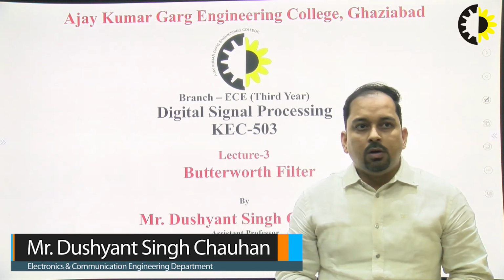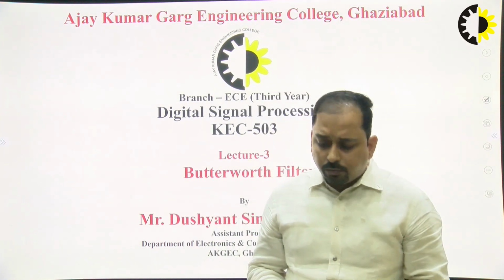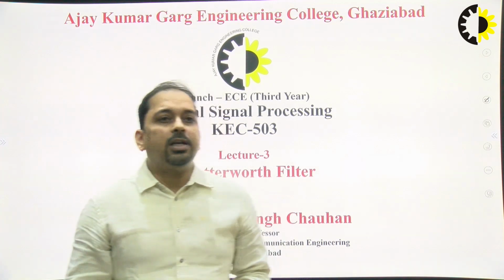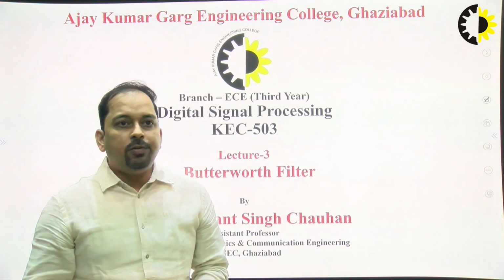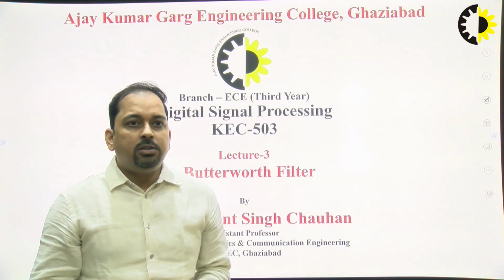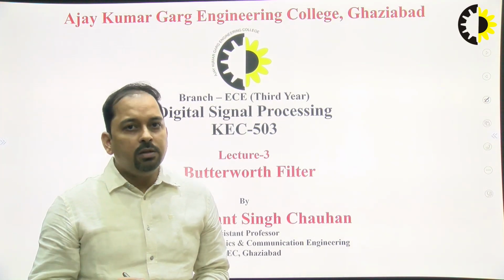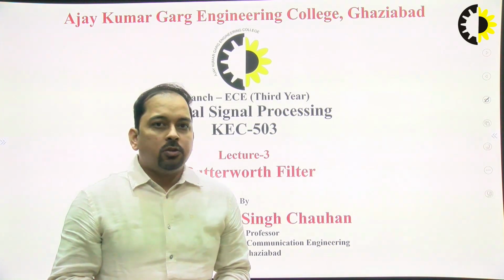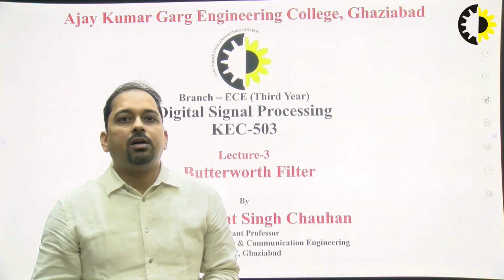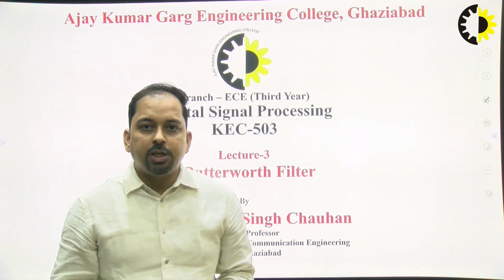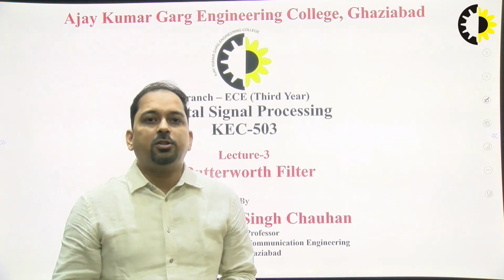This is lecture number 3, and in this lecture we will see how we can design the Butterworth filter. In our lectures first and second we have seen that the IIR filters are of two types. One is called the Butterworth filter and the other one is called the Chebyshev filter. We have seen various methods to map an analog frequency into a digital frequency. We have the technique called approximation of derivatives, the impulse invariance transformation technique, and the bilinear transformation technique.